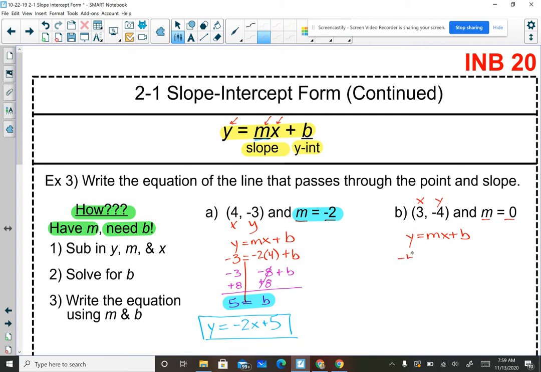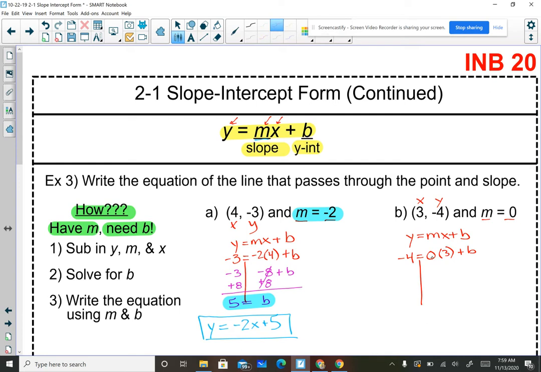Y is -4 equals m is 0, x is 3, and that's times. Okay, so see how it was times back here? It's times right here. And then I don't know what b is, so you're going to leave it blank, and you're going to solve for it. Okay, so remember, it's two steps.